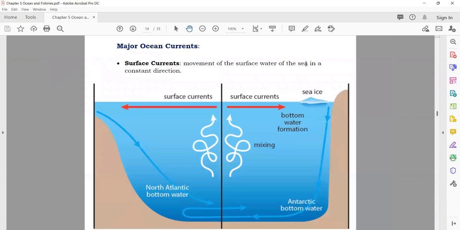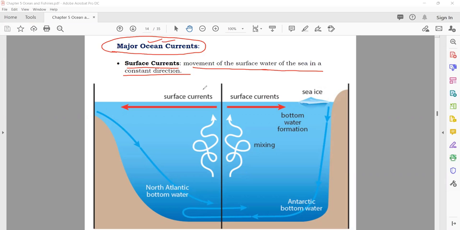Now see here. This is a really easy diagram, but I will explain it to you. We talk about major ocean currents. Once again, here we are talking about the major movements of water in the ocean. Number one type is surface current: movement of the surface water of a sea in a constant direction. You can see the water is moving in this constant direction. It's not like the whole surface is moving up and down, no. So this constant direction in which the water is moving at the surface of the ocean is known as surface current.